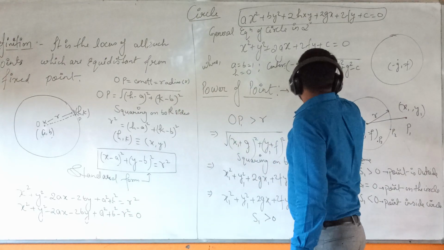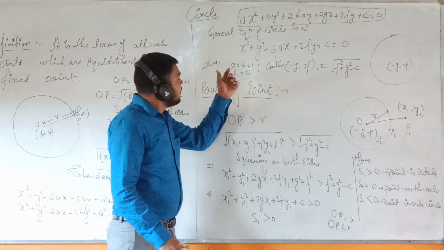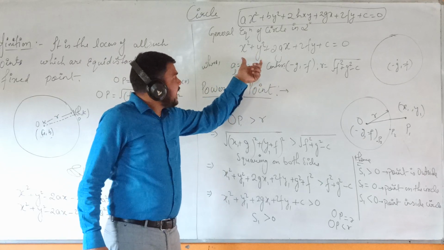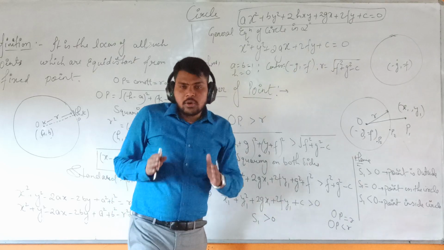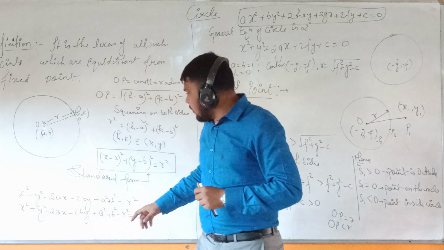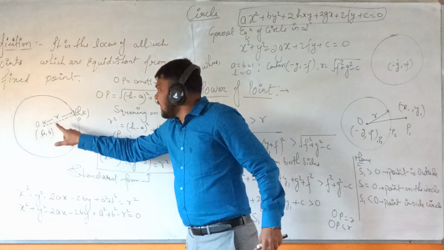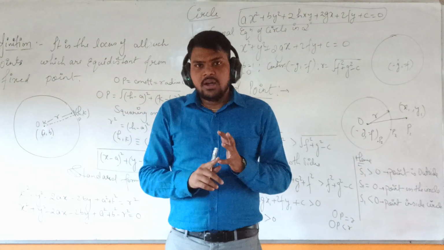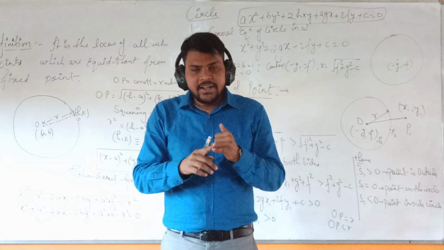So now further, what can you say from these two equations? This is the general equation of a circle in second degree. What is this equation? x square plus y square plus 2gx plus 2fy plus c is equal to 0. So hence the conclusion is that from the standard form of the circle, we come to know the center and radius. Two pieces of information are required to write the equation of a circle: the center and radius.